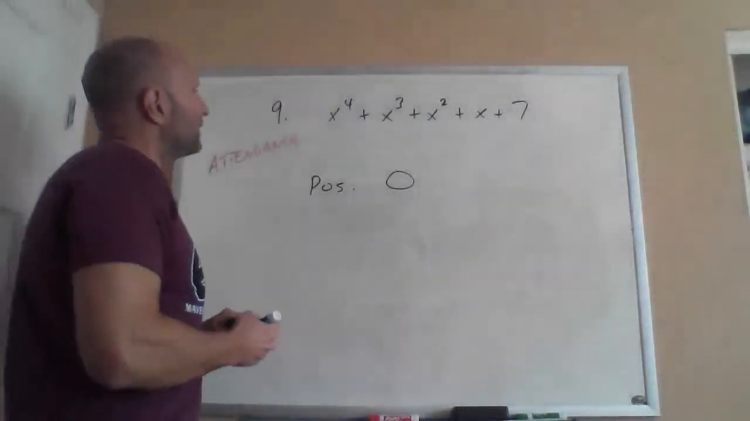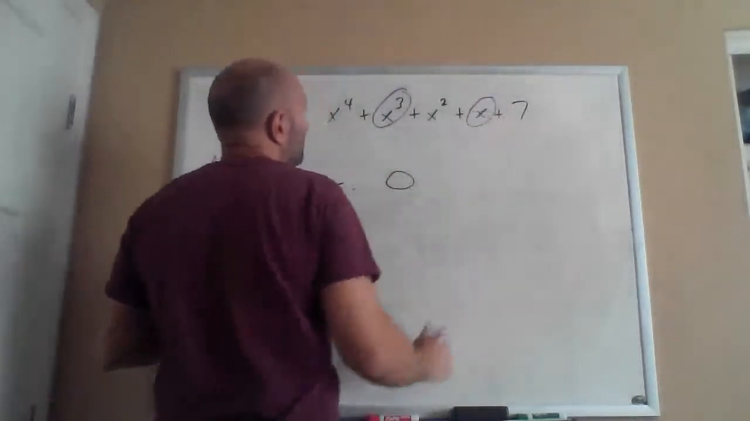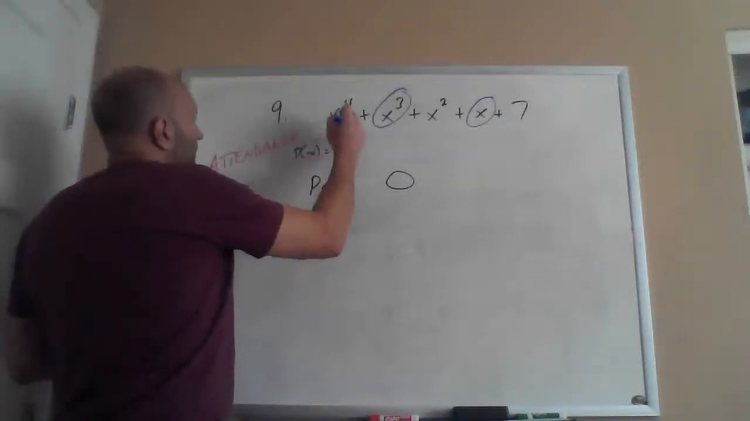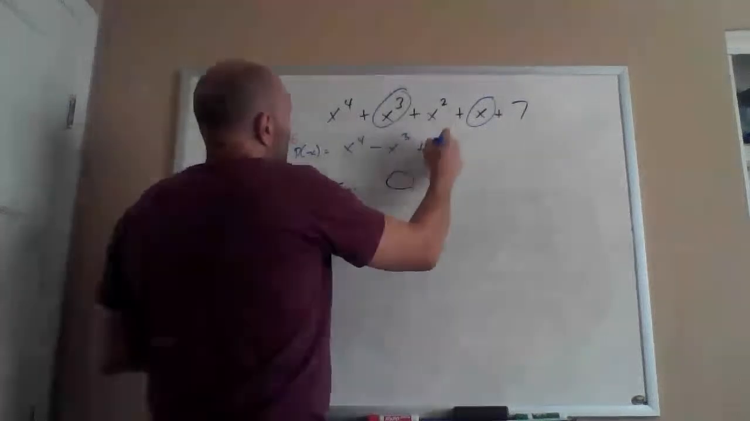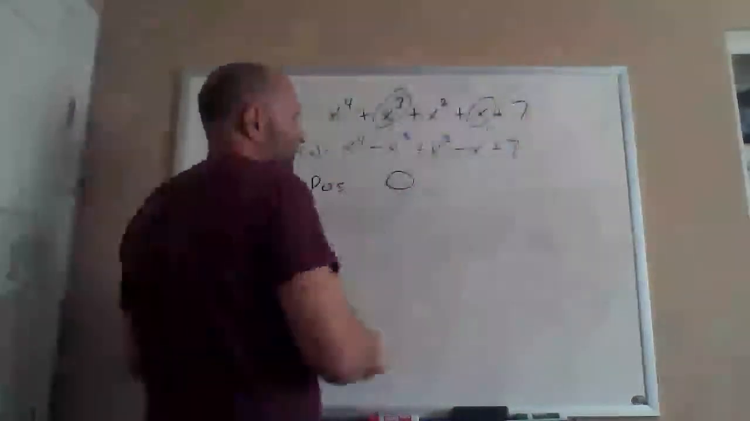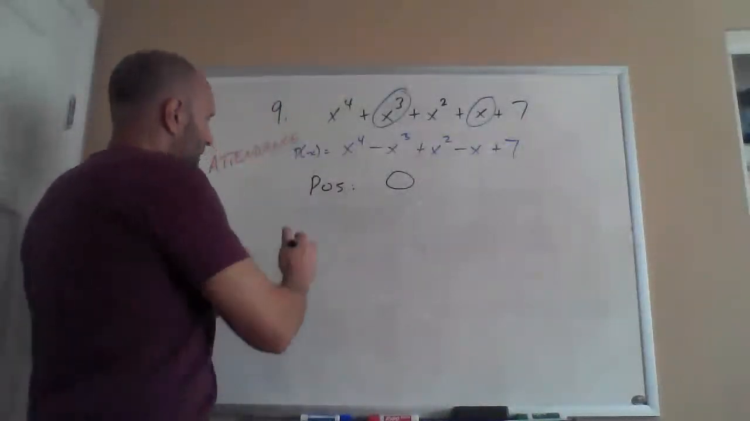For the negatives, I'm only changing the terms that have the odd exponent. So p of minus x is going to be x to the 4th minus x to the 3rd. Leave that one alone, x squared. Change this one. Leave the 7 alone. The constant never changes. So how many do we have here?